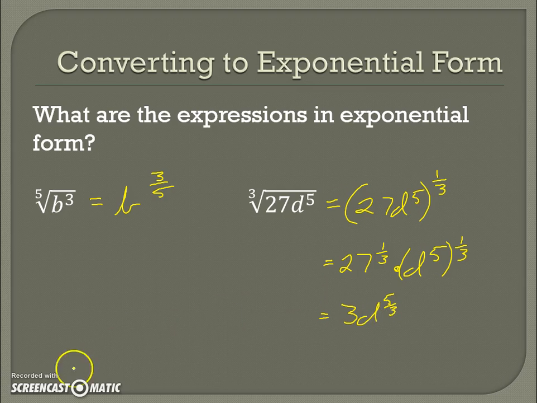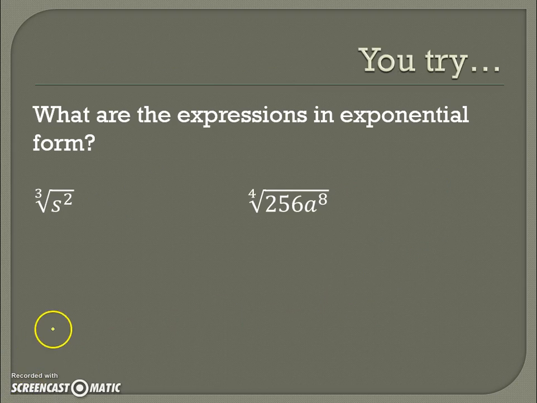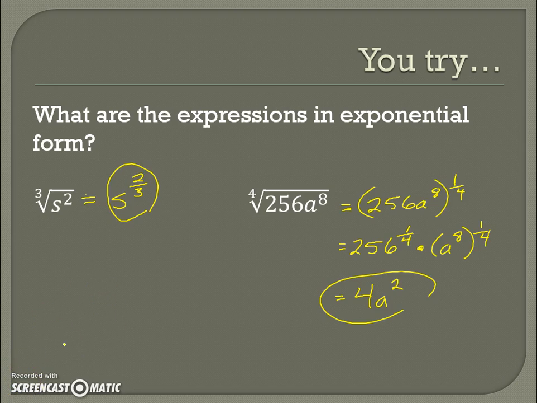Make sure you have that example copied down. Here's a couple for you to try. The answer will be up in 3, 2, 1. All right, so here's what I got. I got s to the 2/3. That should have been pretty simple. And then here is the other one, 4a squared. Not too bad, not like that other one that we were looking at a minute ago, but still a couple things that you got to make sure you're following. So if you didn't get this, go back and try to find your mistakes.